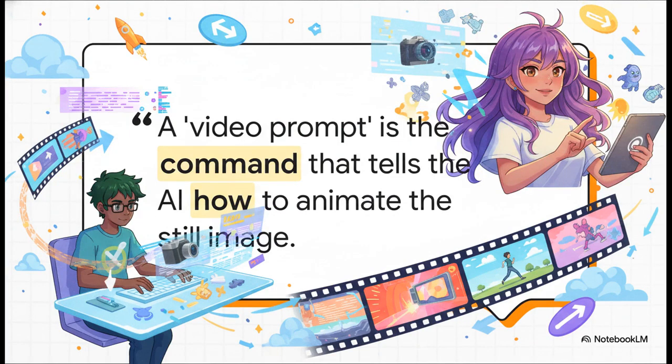Now, this video prompt is the really crucial instruction here. This is what tells the AI how you want the scene to move. Should the camera zoom in slowly? Should it pan to the left? Should the characters start walking? The video prompt directs all of that motion.